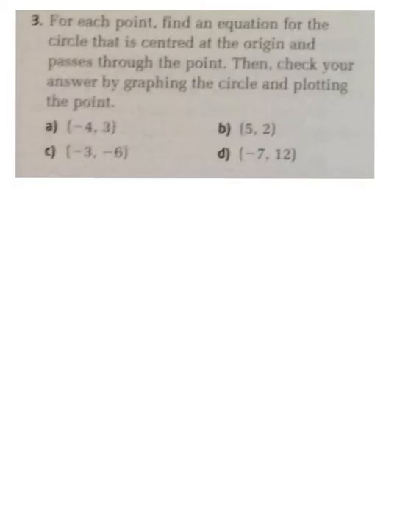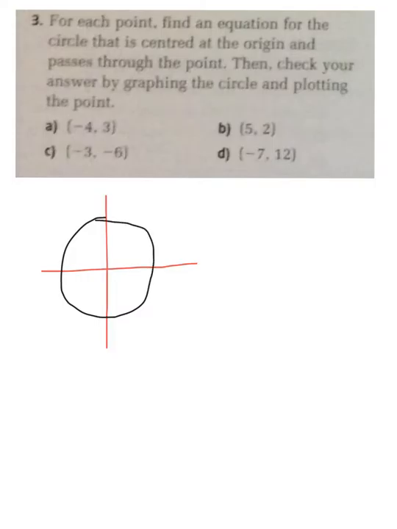This is question 3 from the book. It says, for each point, find an equation for the circle that is centered at the origin and passes through the point, then check your answer by graphing the circle. So what they're saying is that each of these circles will have center 0, 0, as we talked about before. That means, so we're going to do A, which is, they give you the point -4, 3.